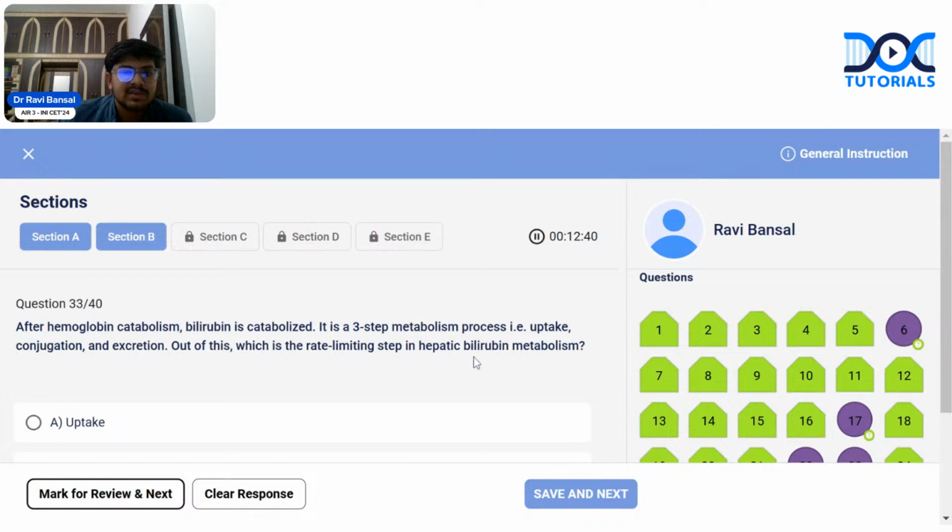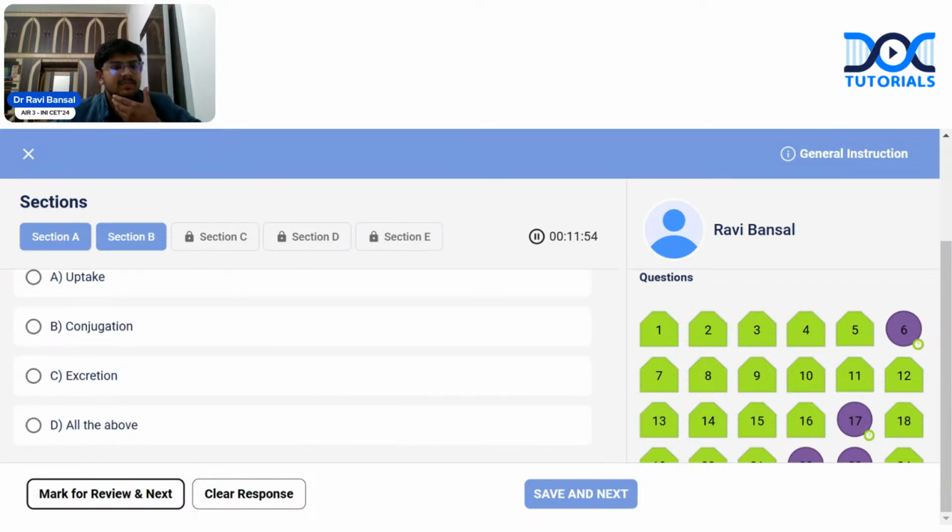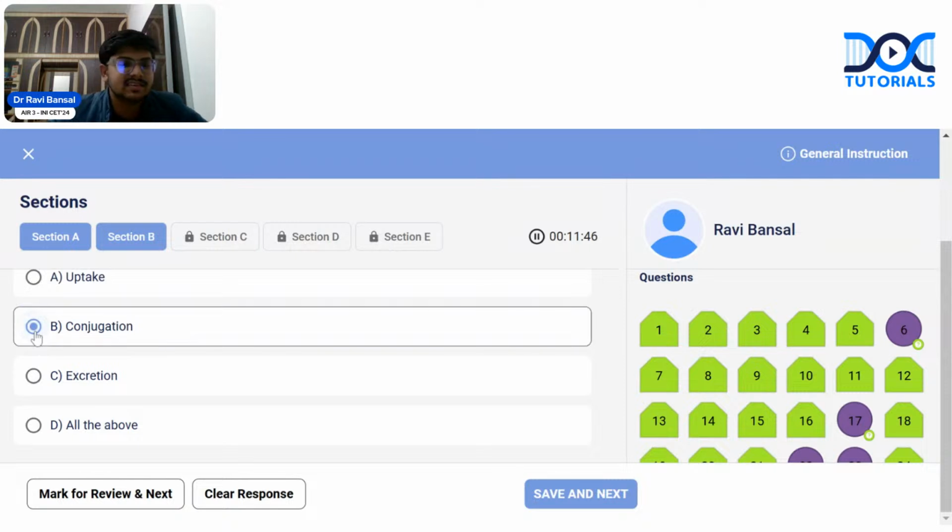Out of this, which is the rate limiting step in hepatic bilirubin metabolism? After hemoglobin catabolism, bilirubin goes through a three-step metabolic process: uptake, conjugation, and excretion. Which is the rate limiting step in hepatic bilirubin metabolism? As far as I remember, excretion was when the conjugated bilirubin gets out of the liver cell membrane. So that was rate limiting, or conjugation. So I'm confused between B and C. Uptake is definitely not a rate limiting step. So there is the enzyme UDP transferase. So conjugation, I think, might be rate limiting. And excretion occurs through the OATP channel. I'm not sure about this question, but I will mark conjugation because in these types of reactions, the enzyme often plays the rate limiting step. So I will mark conjugation and mark for review.